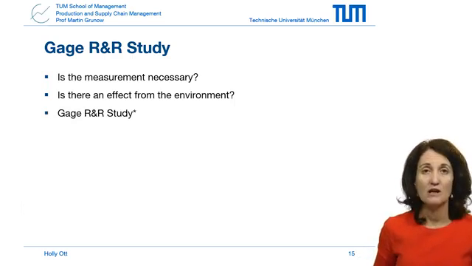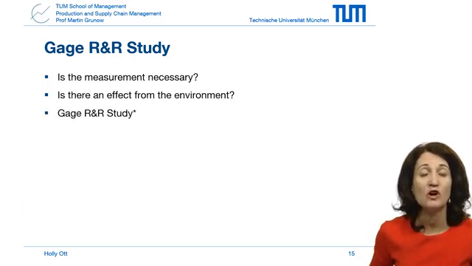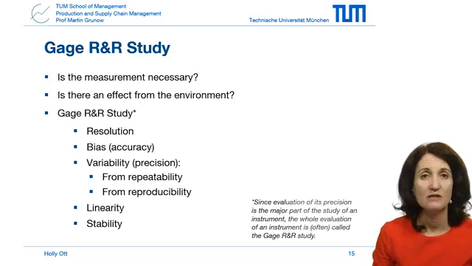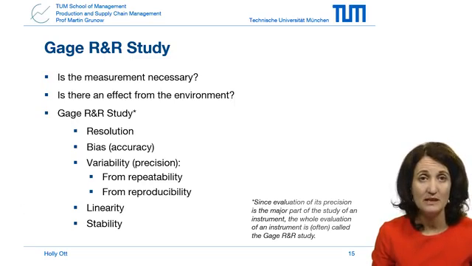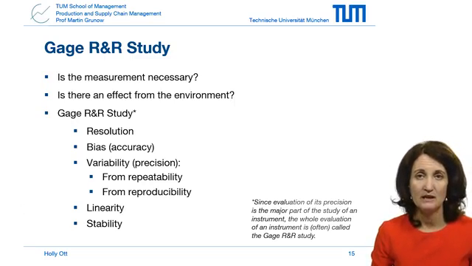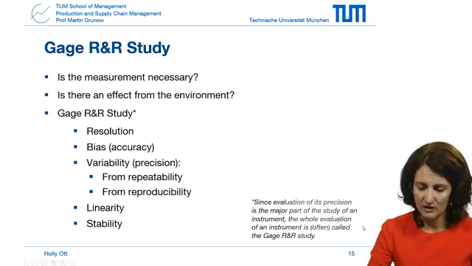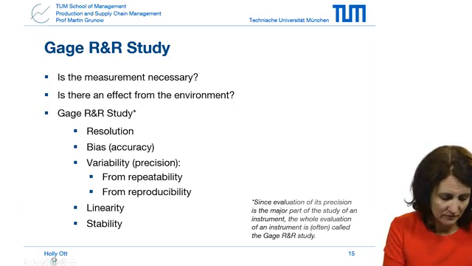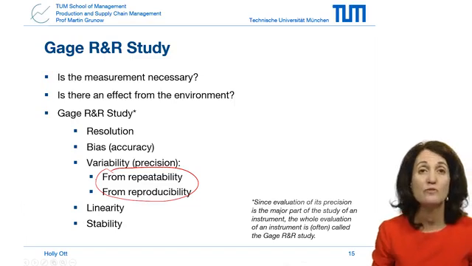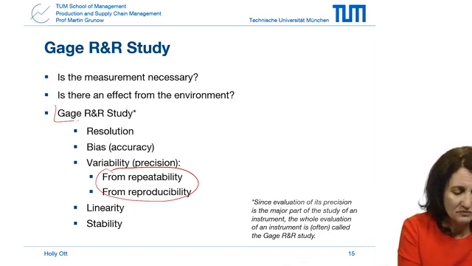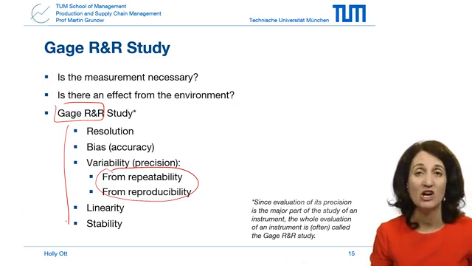So the properties of an instrument to be evaluated in a so-called gauge R&R study are the resolution, the bias, the variability from repeatability and reproducibility, stability and linearity. And these are collectively often called a gauge R&R study. The R&R, of course, refers to this reproducibility and repeatability, which are often a major part of the study. And so generally, when we say gauge R&R, we're referring to the entire collection of tests.